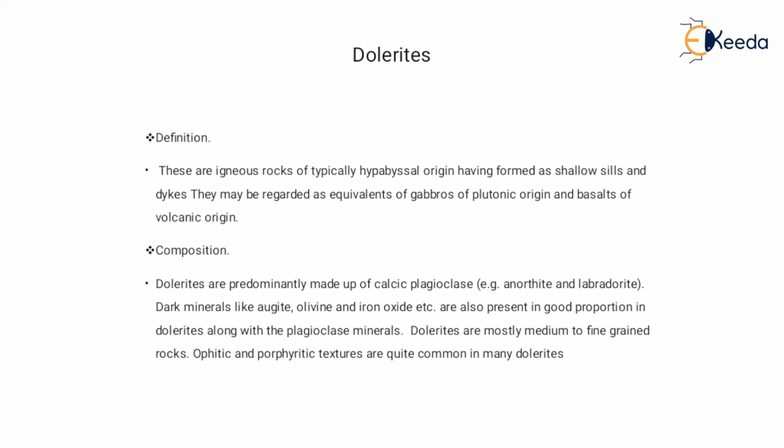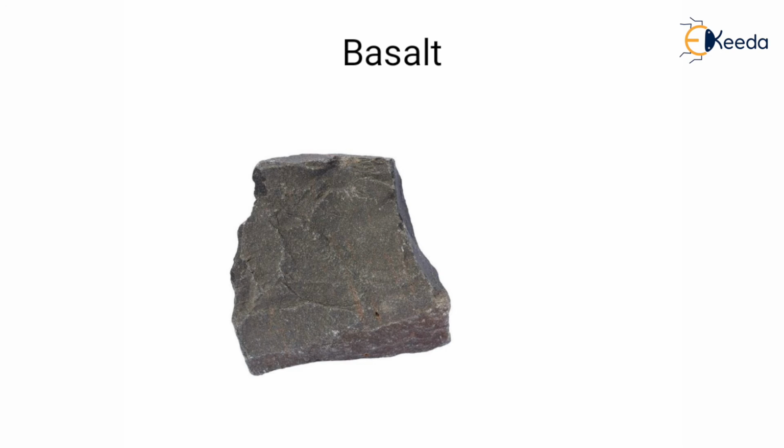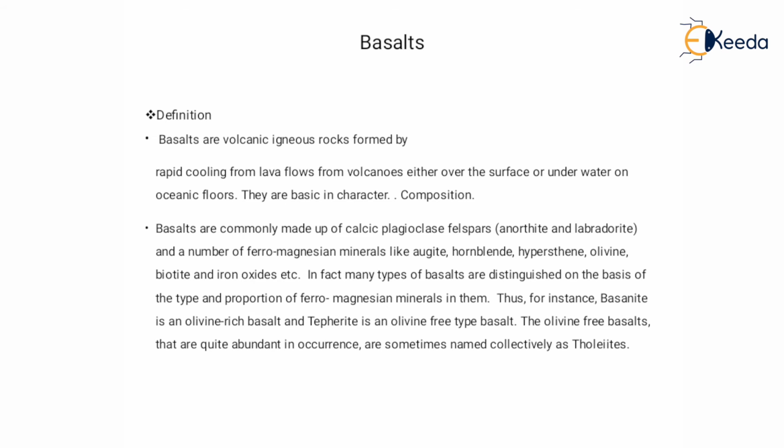Dolerites are predominantly made up of calcic plagioclase, anorthite and labradorite. Dark minerals like augite, olivine, and iron oxide are also present in good proportion along with plagioclase. Dolerites are mostly medium to fine grained rocks. Ophitic and porphyritic textures are quite common in dolerite. The next is basalt. This is also of volcanic origin and consists of fine grains, called aphanitic texture, which cannot be identified by naked eye. The color is melanocratic.